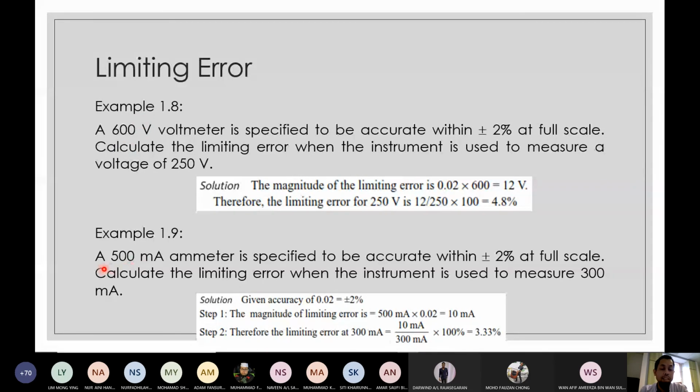And then another example, basically the same concept: a 500 milliamp ammeter, plus minus 2% at full scale. Calculate the limiting error when you measure 300 milliamp. You just repeat the calculation. The range is 500 milliamp, you multiply by 2% to get 10 milliamps. Then you divide 10 milliamps by the value that you measure, 300 milliamps, to get the actual percent, which is 3.33%. Okay, this is limiting error. So you need to be careful when you do the measurement afterwards.